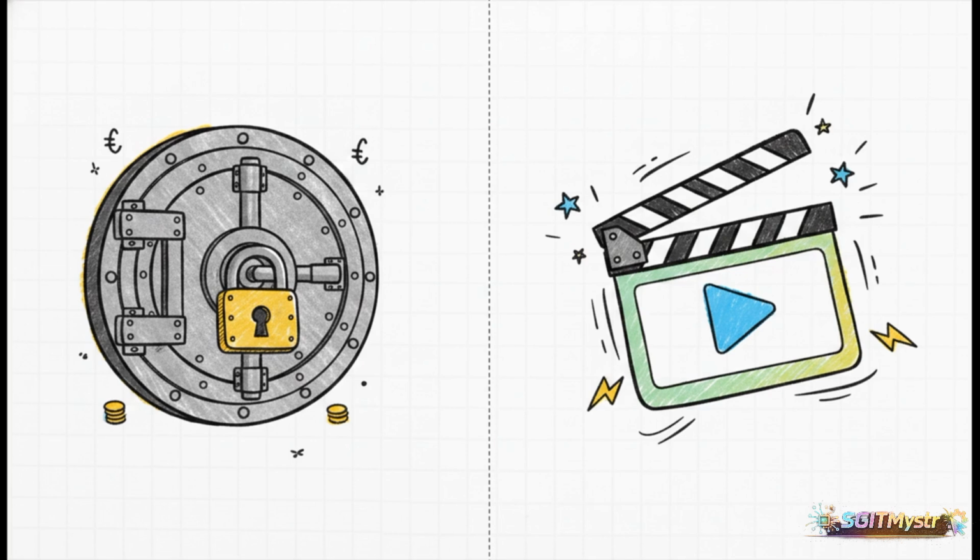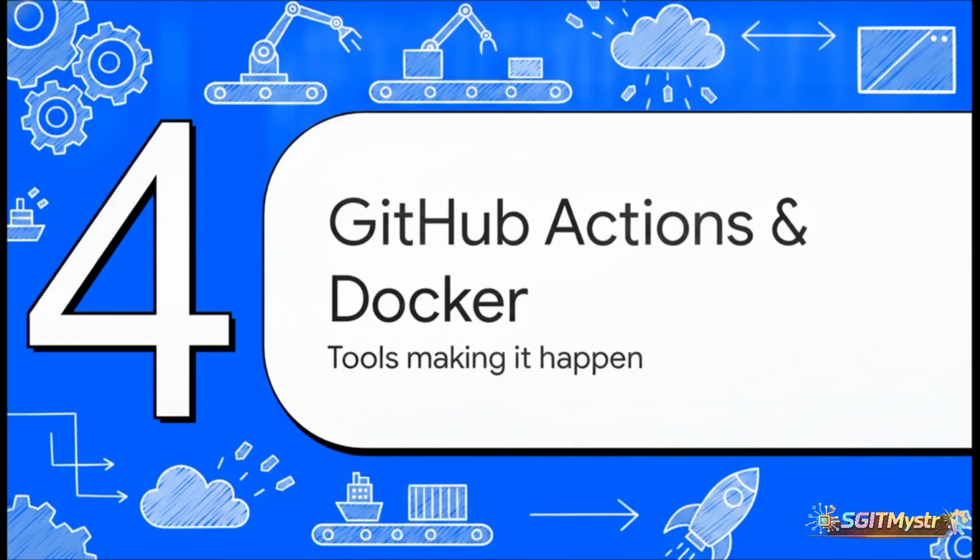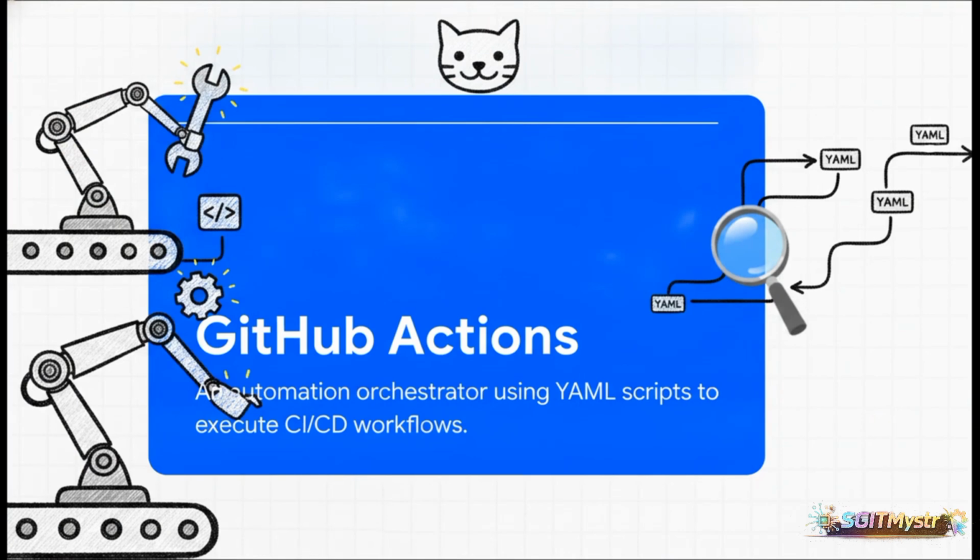But if you're building a streaming app like Netflix, you might favor continuous deployment so you can push out rapid, agile updates at lightning speed. Section 4, GitHub Actions and Docker, the tools that make it happen. Let's move from theory to the actual toolkit large engineering organizations use to build this stuff.